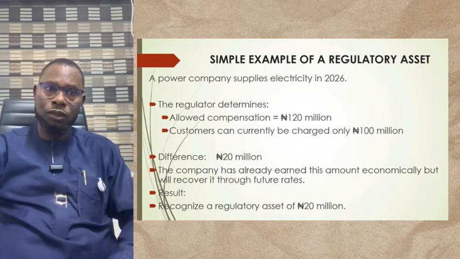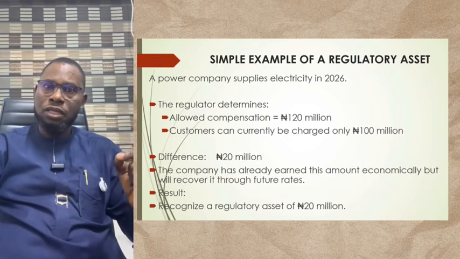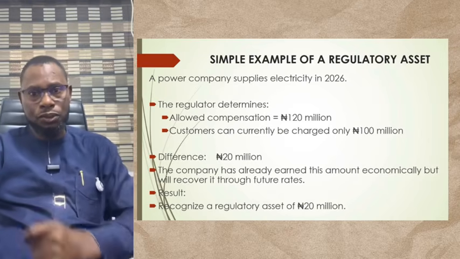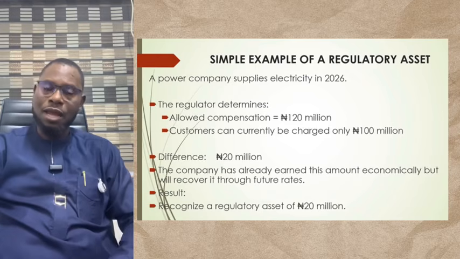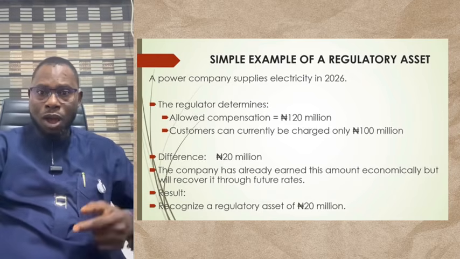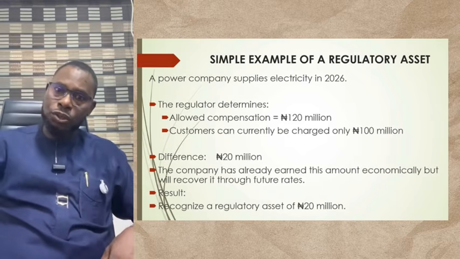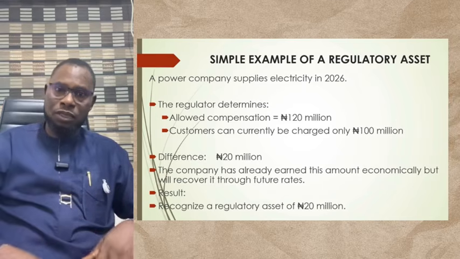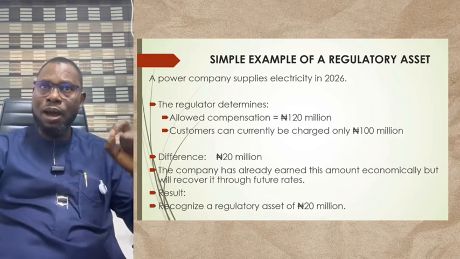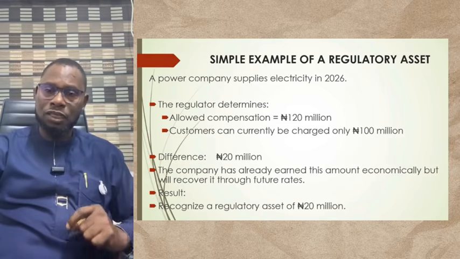And this results in what? A 20 million naira regulatory asset. So that 20 million naira becomes a regulatory asset. And there has to be a regulatory rate agreed between the regulator and the company. And of course, to recognize it, you have to discount it to present value. We'll talk about that much later. So this example about a regulatory asset, I hope it is clear.